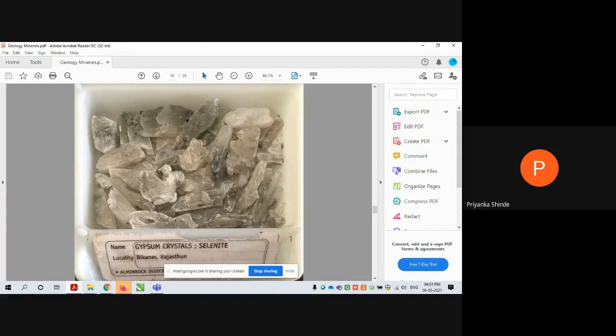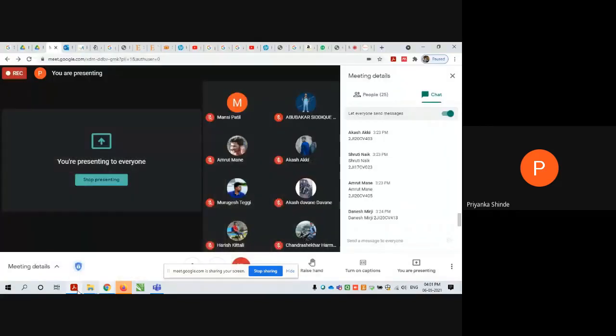Then it occurs in sedimentary rocks. Then it also occurs as an evaporite deposit, meaning after evaporation of the water from the dissolved salts. Because it is a salt, CaSO4, calcium sulfate. After evaporation, it is left out as a deposit like salt. The same way it forms. So if the mineral has formed by that process, it is called an evaporite deposit. Then the main use of gypsum is, it is used in POP. What is POP?